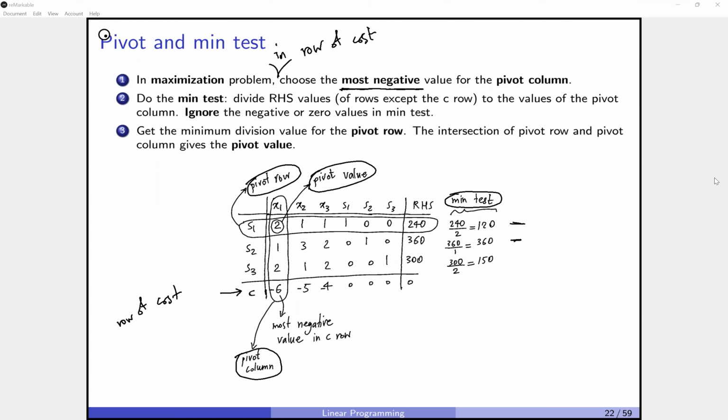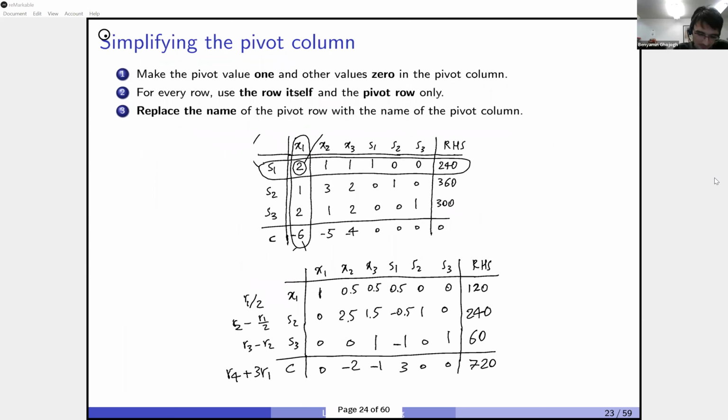Okay. Great. Now we want to make the pivot value 1, and all the other values in the pivot column 0.